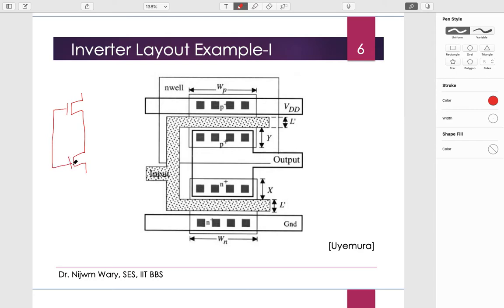So I have this inverter. Ground. This is my input, right? It's output. So we can see here.